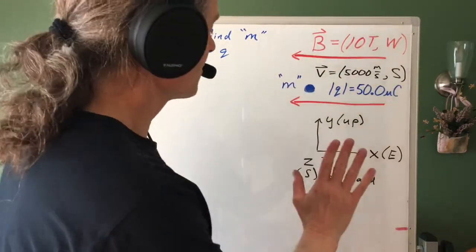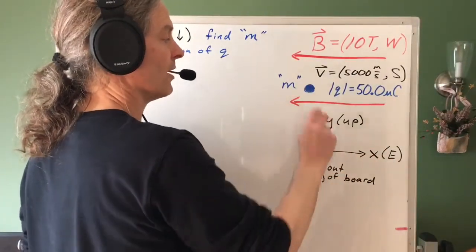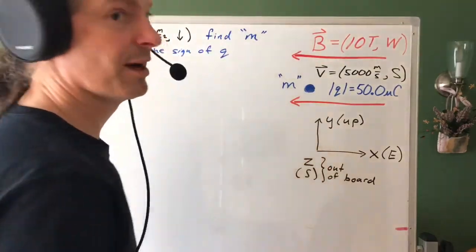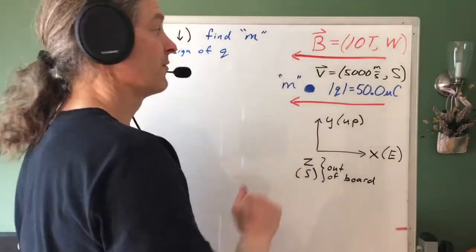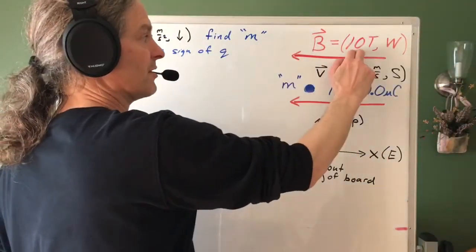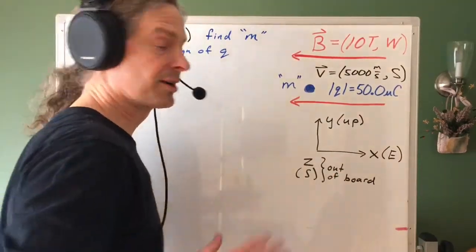All right, so in this problem, I'm going to take x to be in the east direction, y to be in the up direction. That would mean z, by our right-hand rule, would be south. Okay, so here's the physical problem. We have a magnetic field of magnitude 10 Tesla and direction west, which means it's in the negative x direction.